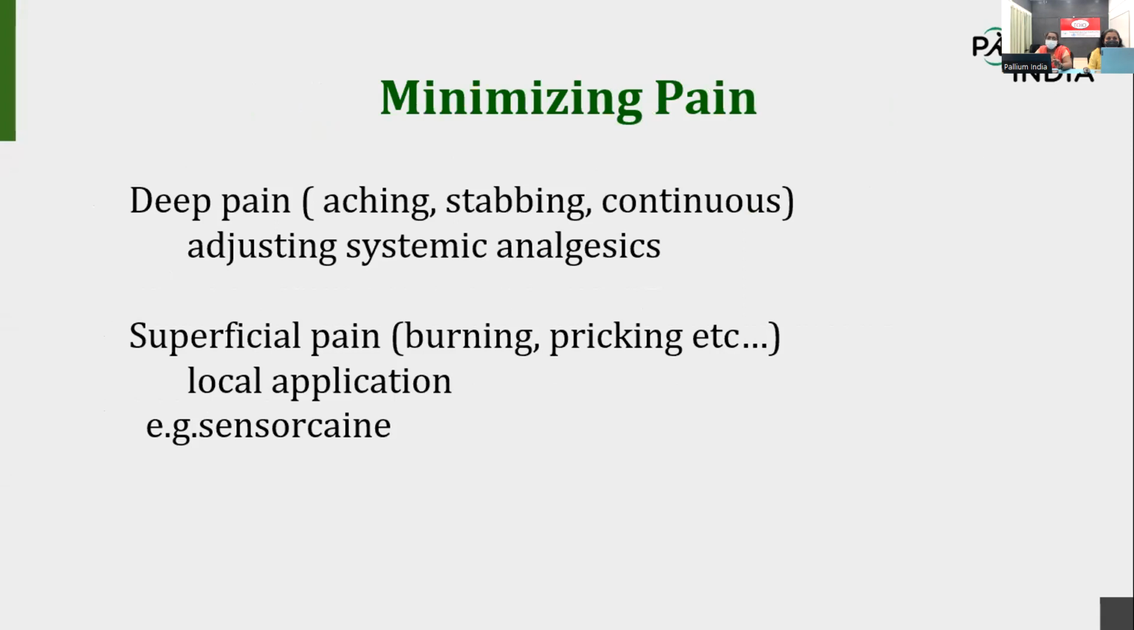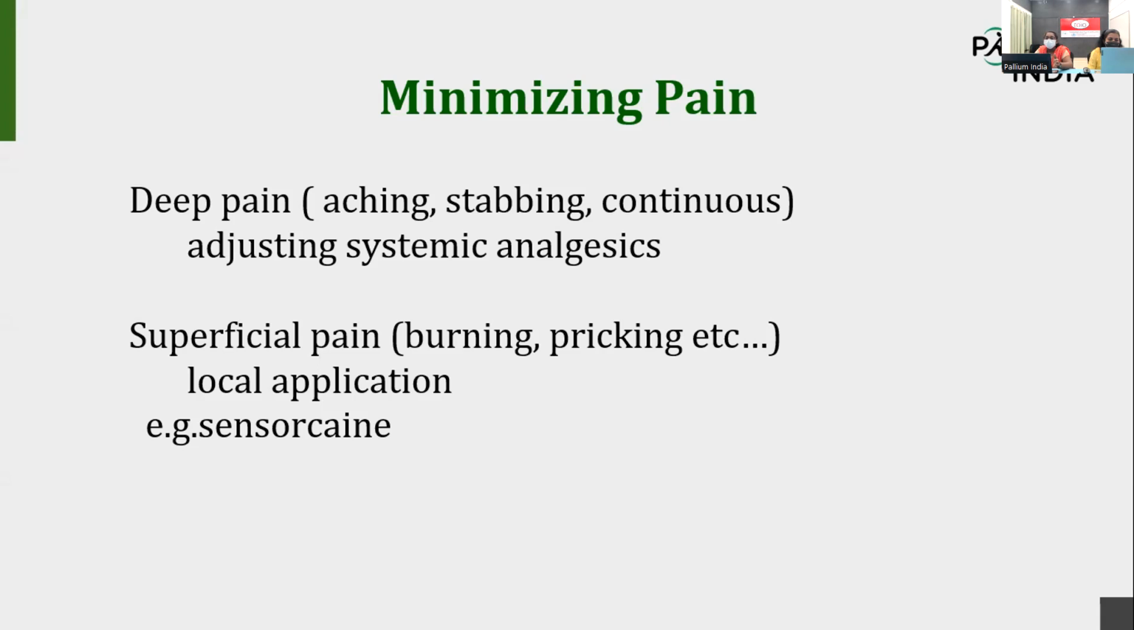Coming to pain management, if they have deep pain, meaning nociceptive pain, you can adjust the systemic analgesics. For example, if they have morphine 10 milligrams 4-hourly and in between they experience pain, they can take a breakthrough dose of morphine, and then you can wait another 40 minutes. If they take it orally, you can wait another 40 minutes. Then make sure the patient is pain free, and then you can do the dressings.